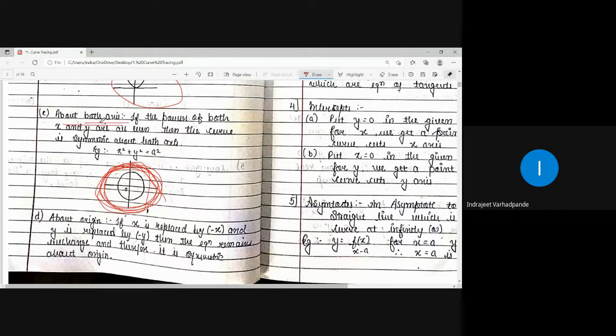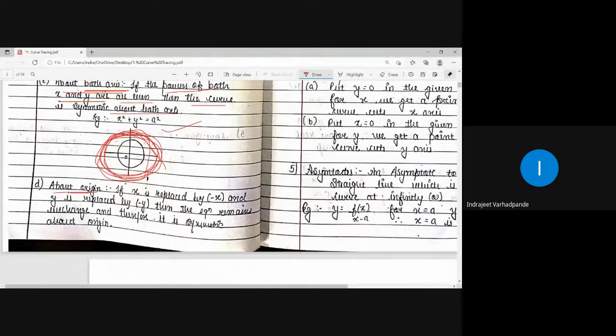So when we say that the curve is symmetric about both axes, if the powers of both x and y are all even, then the curve is symmetric about both axes. Equation is x square plus y square is equal to a square.